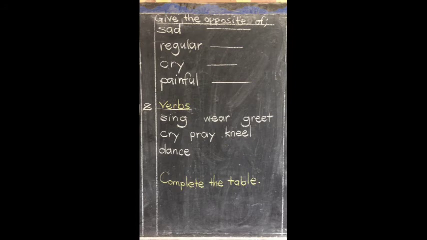Okay, we move to regular. Something which is regular is something that is commonly done or something that we usually do. So the opposite of regular is irregular. As we write the word irregular, we start with I, R, R, E, G, U, L, A, R. I repeat, I-R-R-E-G-U-L-A-R. Please have those spellings carefully because you're going to write those opposites.